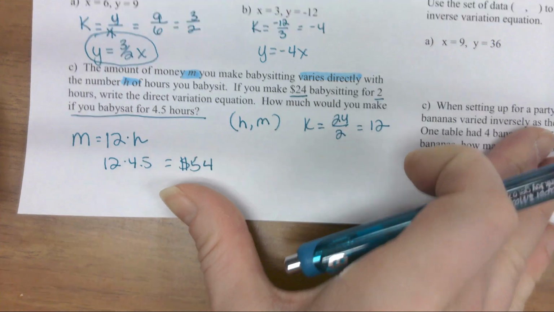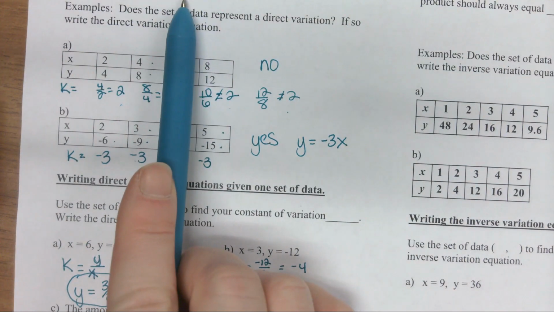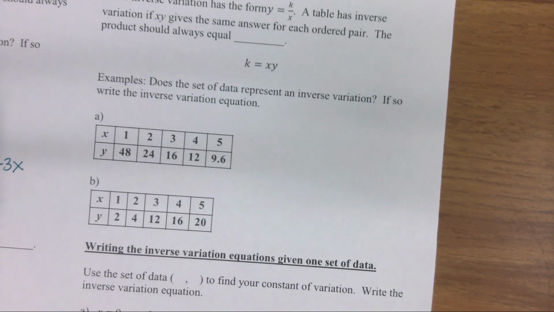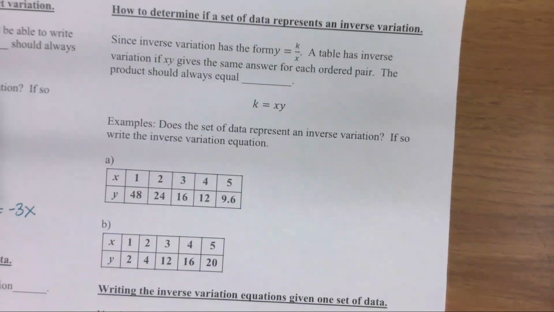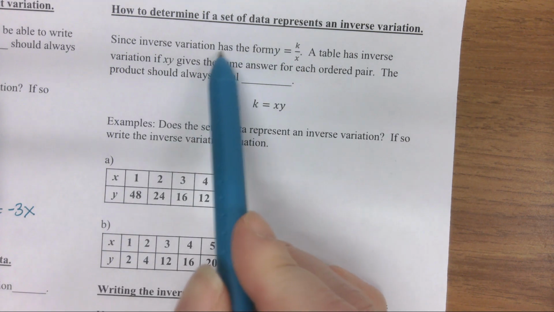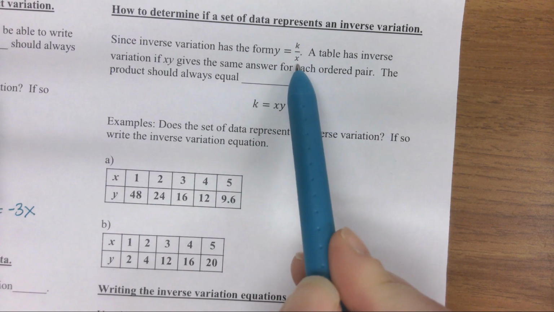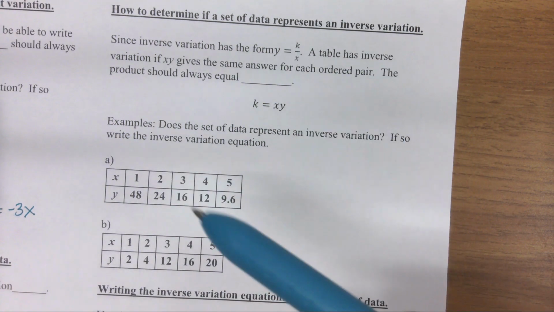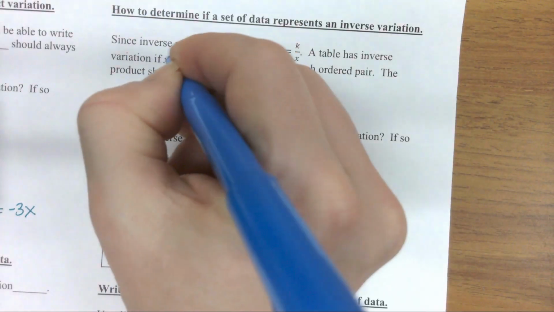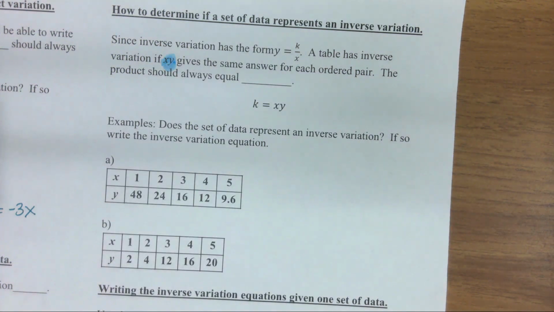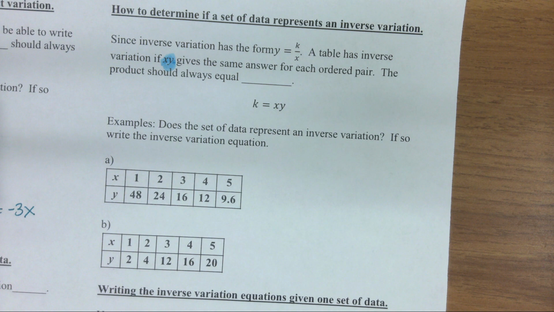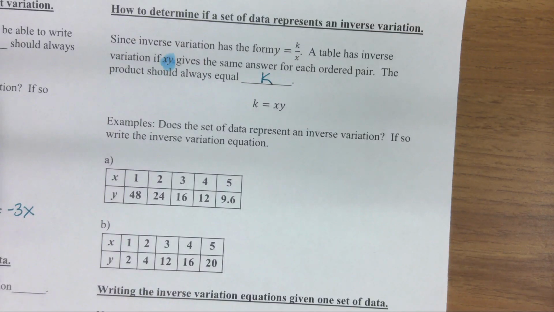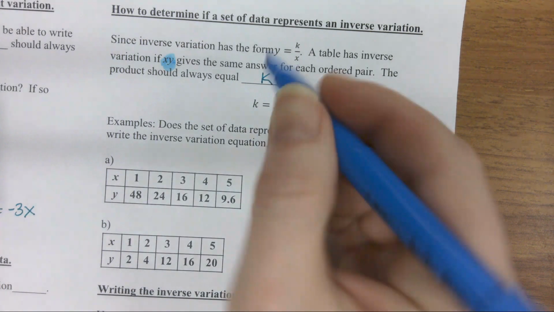All right. How do you find K? So remember in here we did y divided by x. How do you find K if it's inverse? Since the inverse variation equation has the form y equals k over x, if you solved for k, you would multiply both sides by x. And a table has an inverse relation if when you multiply the x times y, it gives you the same product. The product should always equal k. All right, so we're multiplying this time. We're going to check the x times y.